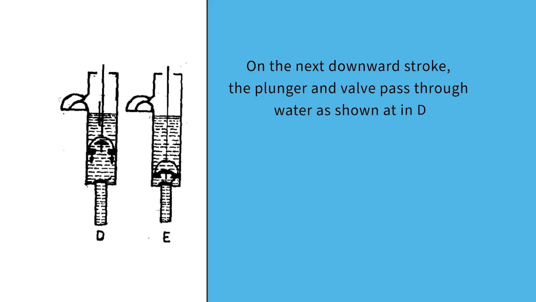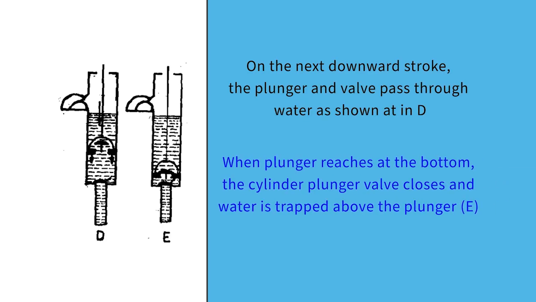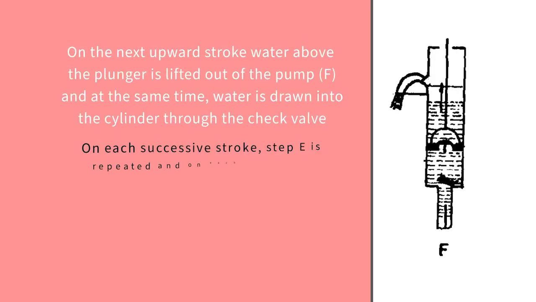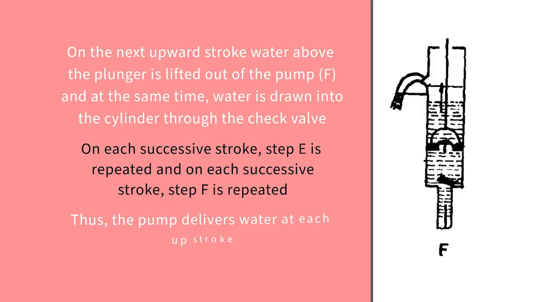On the next downward stroke, the plunger and valve pass through the water, as shown in figure D. When the plunger reaches the bottom of the cylinder, the plunger valve closes and water is trapped above the plunger, as shown in figure E. Now figure F. On the next upward stroke, water above the plunger is lifted out of the pump, and at the same time water is drawn into the cylinder through the check valve. On each successive stroke, step E is repeated, and then step F is repeated. Thus the pump delivers water at each stroke.